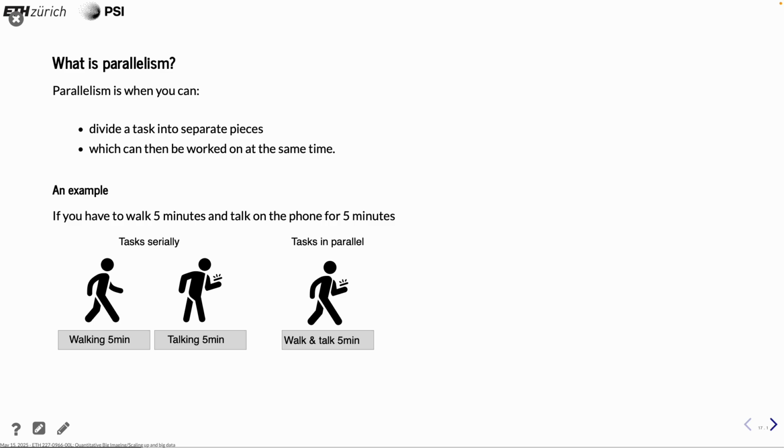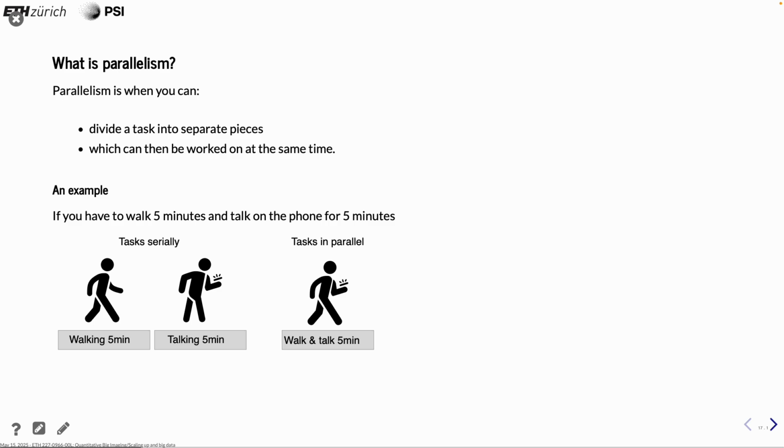This is an everyday task. You have two things to do, and you have to do them separately in some way. So as an example, you have two tasks. You walk for 5 minutes and you want to speak on the phone for 5 minutes. If you do it serially, very simple-minded, then you walk and then you stop and then you talk.